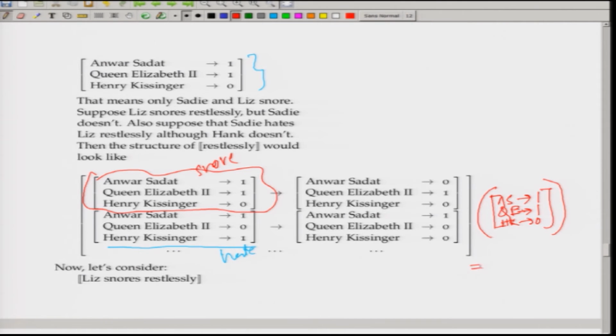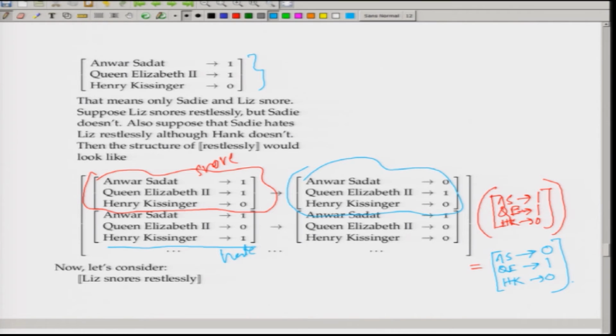What is this function? It is this function. This function comes out of it. Why? Because we said that although Sadie snores, he doesn't snore restlessly, whereas Liz snores restlessly, and HK must be 0 because HK does not snore at all. HK means Hank. Hank does not snore at all. So, if somebody does not snore, they cannot snore restlessly anyway. So, this is how we understand it, and then this is another function, right.